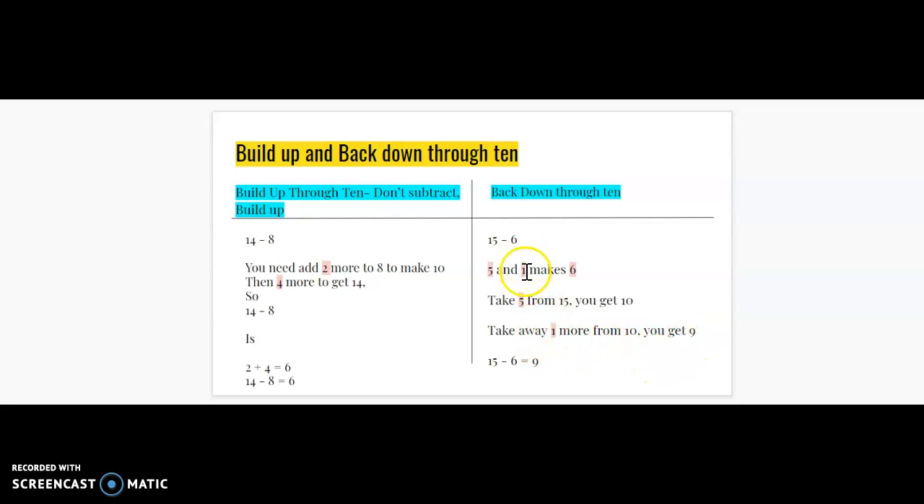So remember, I had the 1 over here, right? So after I got that 10 out, I'm going to take away that 1. And so now I have 9. So 15 take away 6 equals 9. Pause here so that you can finish copying your notes.